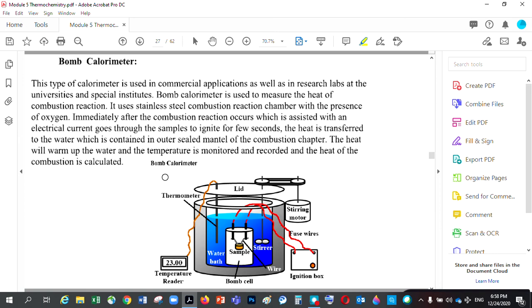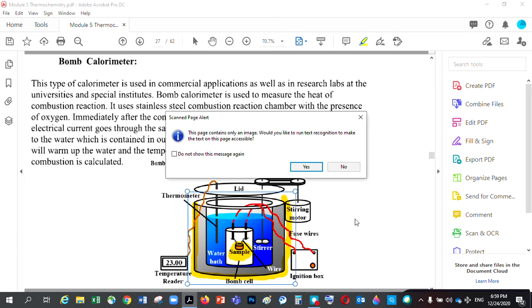The bomb calorimeter is the same idea as the foam cup, except it's more sophisticated. The same thing, a little bit more sophisticated, but the same idea. We have the sample here. This is the container of the sample. This is two walls together, double walls of stainless steel, to keep the heat from escaping.